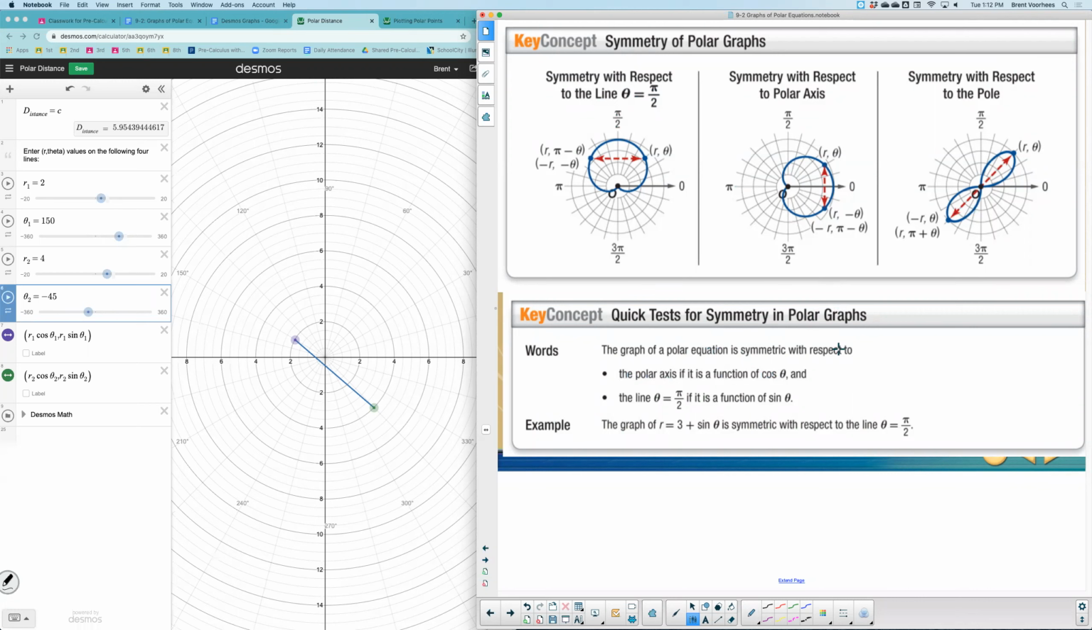If you have a value or transformation inside the parentheses, like cosine 2 theta, something like that, you'll do some algebra as well to figure out where the line of symmetry is. And that's how you can also have it with the pole. Or you can see some when we get to a lemniscate as well.